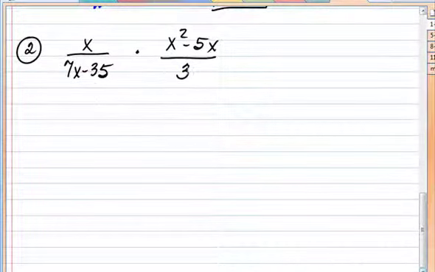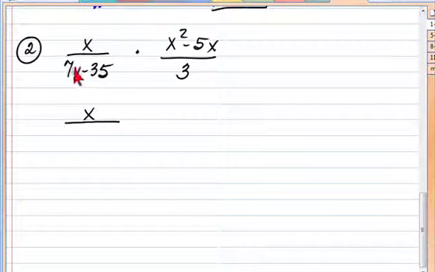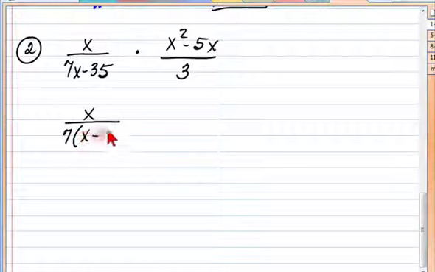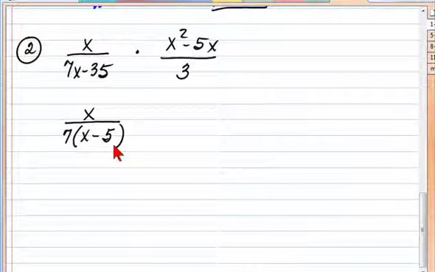All right, when I see some pluses and minuses in here, it tells me I better look at these and see if they can be factored. Can the numerator of the first fraction be factored? No, it's just x. Can the denominator of the first fraction be factored? What do you see? 7 as a common factor. So 7 and the other factor will be x minus 5. Is everybody okay with that factoring?